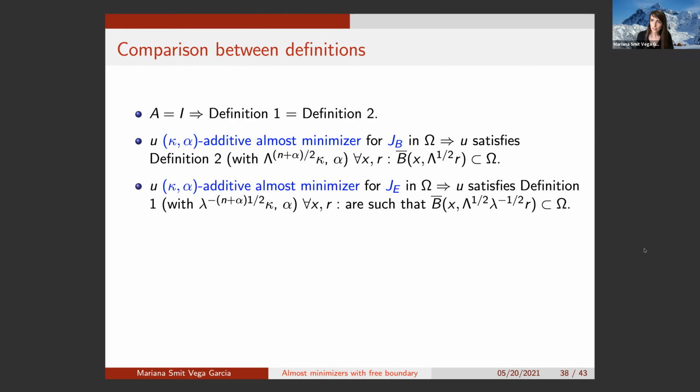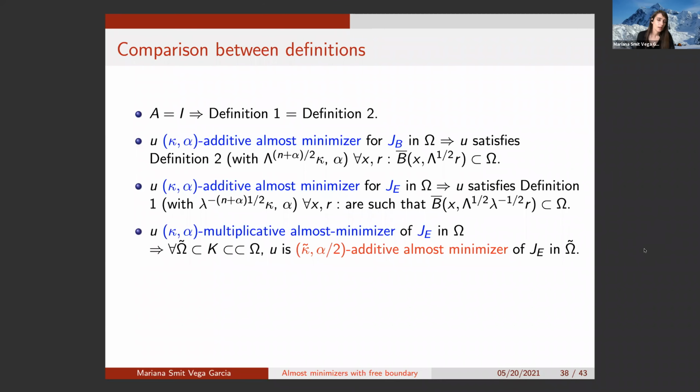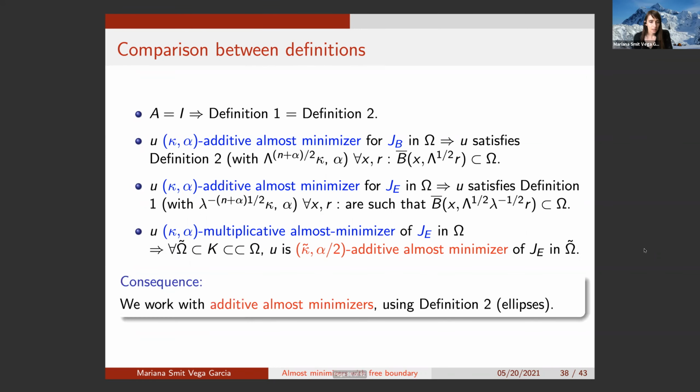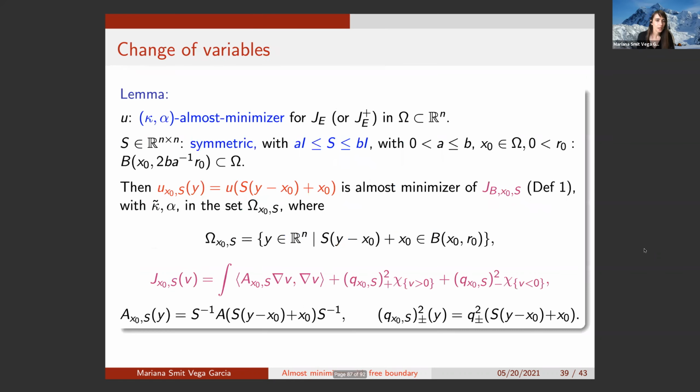Reciprocally, if you are an additive almost minimizer with respect to ellipses, you will be an additive almost minimizer with respect to balls. And once more, the constants change, but in a uniform, universal fashion. And lastly, we are actually able to show that if you have multiplicative, you have additive. So we should probably work with these additive almost minimizers and use as needed either balls or ellipses. This is what we're going to do most of the time, working with the ellipses.